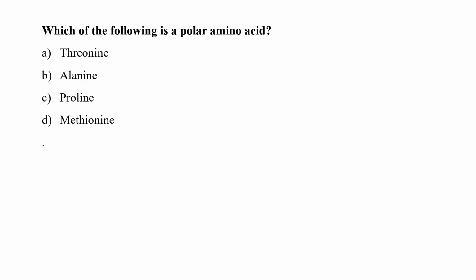Which of the following is a polar amino acid? Threonine, alanine, proline, or methionine? Basically, polar amino acids are those amino acids which have a side chain that prefers to reside in an aqueous environment and is generally exposed on the protein surfaces. Six amino acids are polar uncharged, that means they do not carry a charge: serine, threonine, cysteine, asparagine, glutamine, and tyrosine. So out of the given options, threonine is the correct answer.